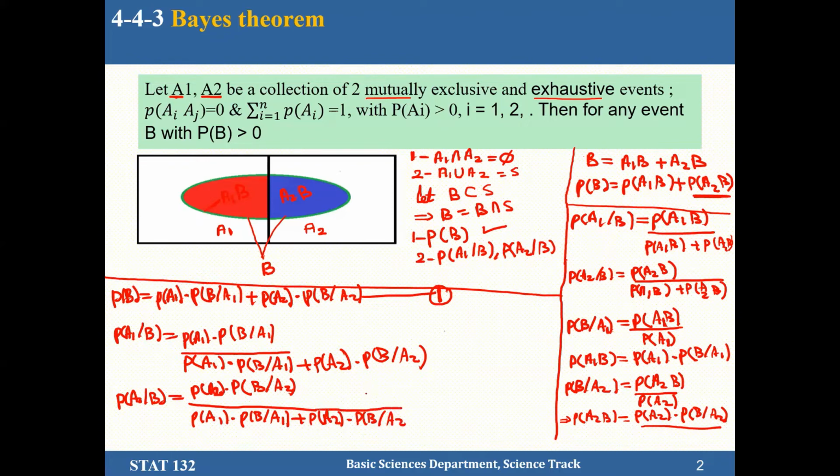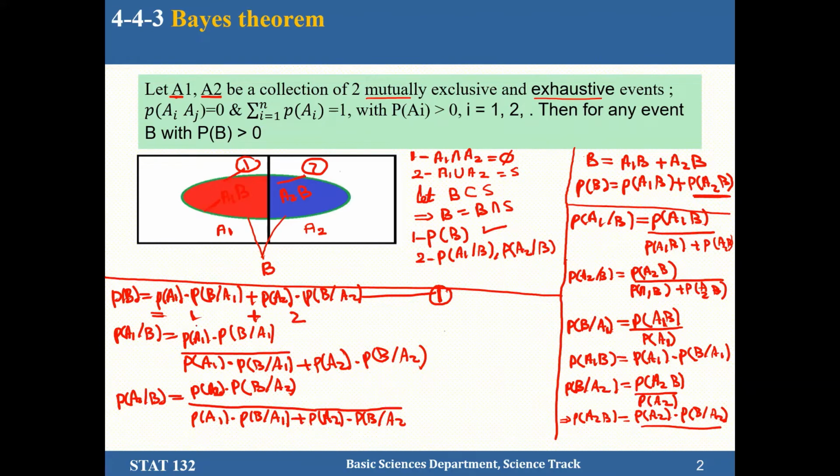To make it much easier, for P of B we just focus on these two terms. Let's say this one is 1 and this is 2. P of B equals 1 plus 2.